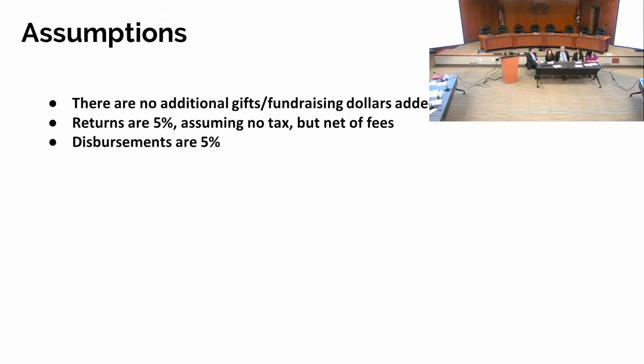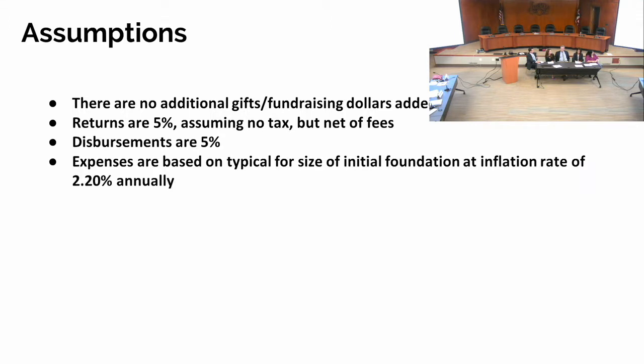Disbursements, we're always using 5% in these examples. Expenses in these charts are based on a typical size that we were given for the initial foundation size, at an inflation rate of 2.2% annually.